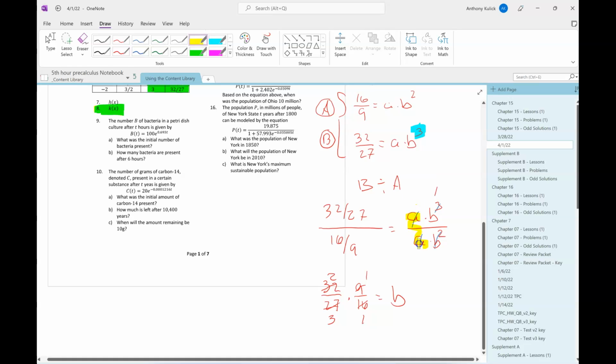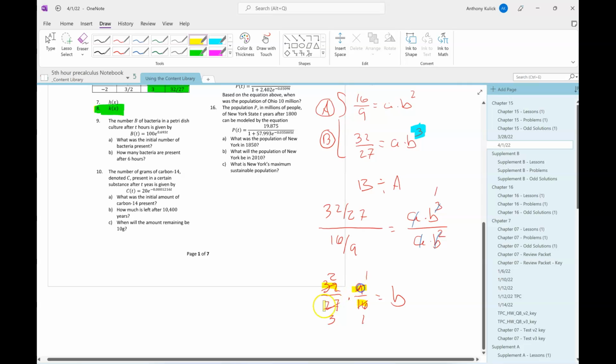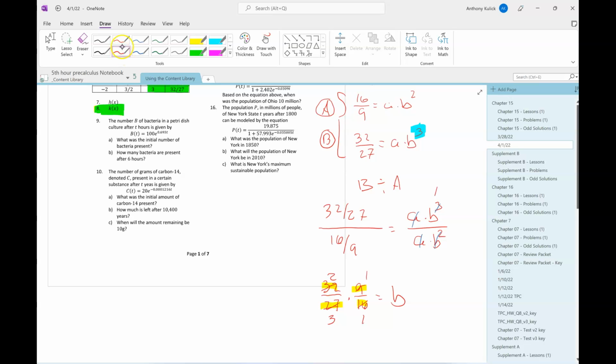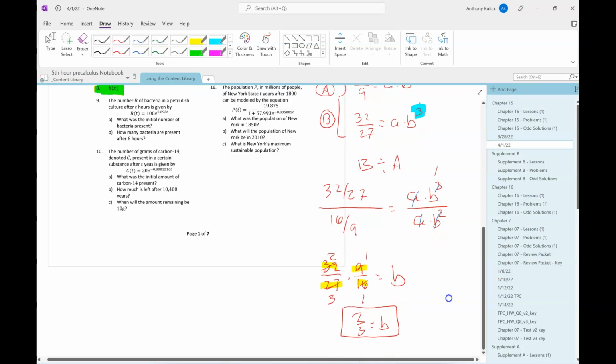The A's just reduce, right? I have 3 B's on 32. Well, 16 goes into 32 twice, so that reduces, leaving me 2 in the numerator. And then 9 goes into 27 3 times, so it leaves me just a 3 in the denominator. So I have here that B is equal to 2/3. Cool.